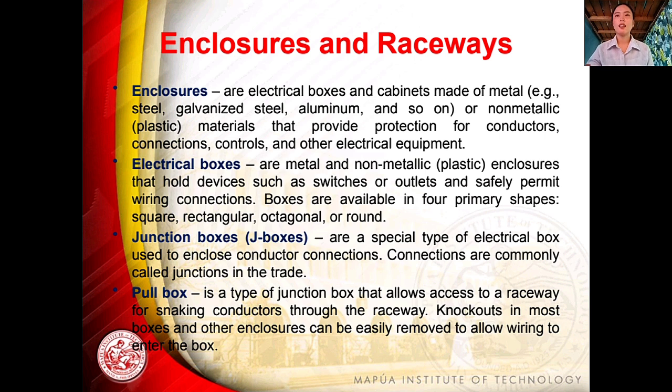Then pull box is a type of junction box that allows access to a raceway for snaking conductors through the raceway. Knockouts in most boxes and other enclosures can be easily removed to allow wiring to enter the box. So pull box, it is used for snaking the wire.